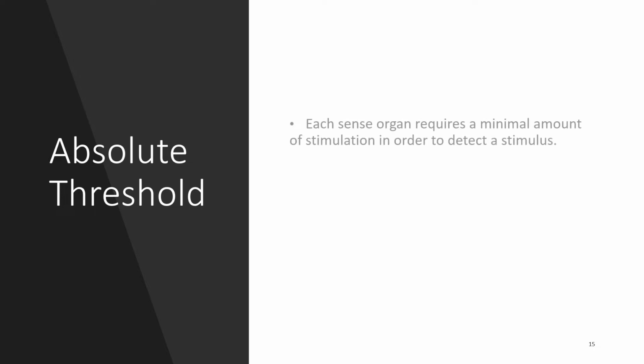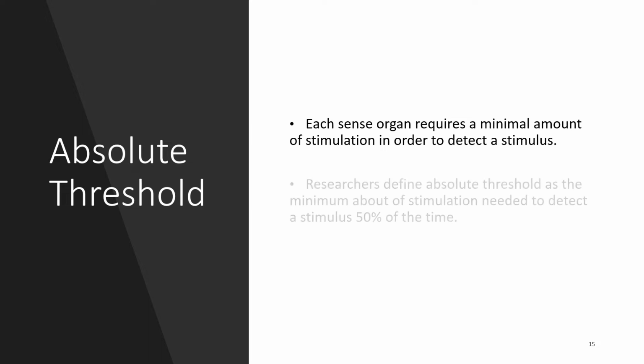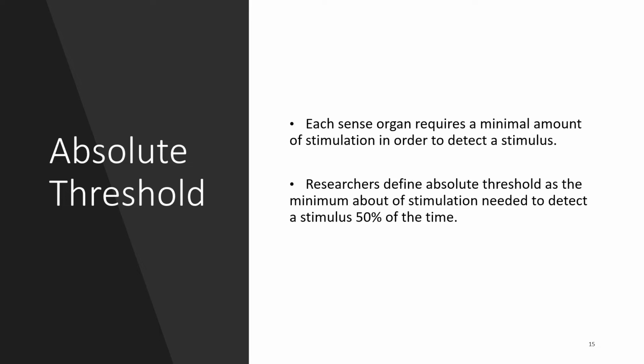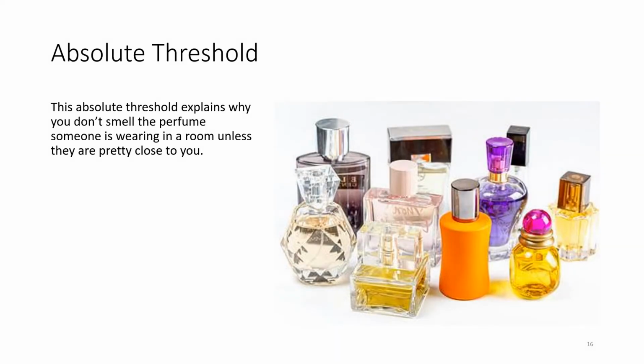For a stimulus to cause an action potential, it first has to be strong enough to be detected. Researchers define absolute threshold as the minimum amount of stimulation needed to detect a stimulus half of the time. And this is a concept that's associated with sensation. This absolute threshold explains why you don't smell the perfume someone's wearing in a classroom unless they're somewhat close to you.